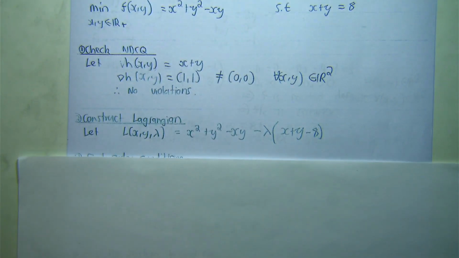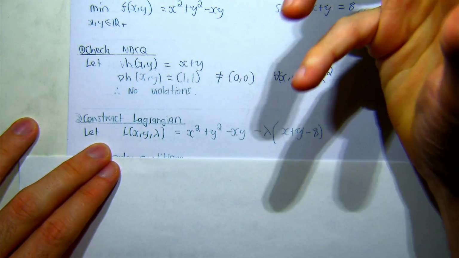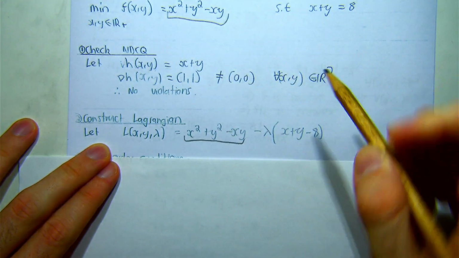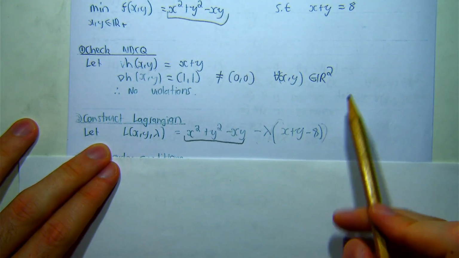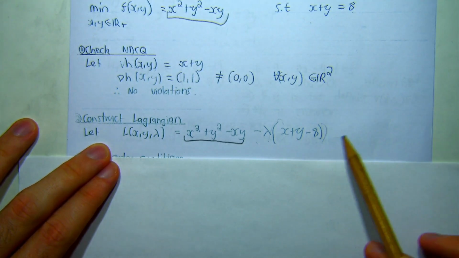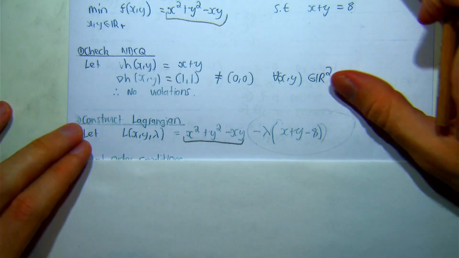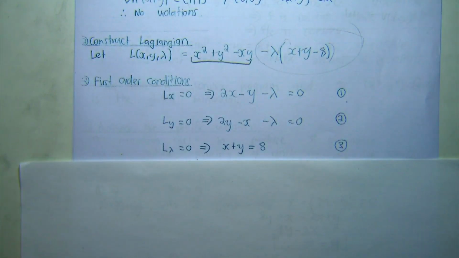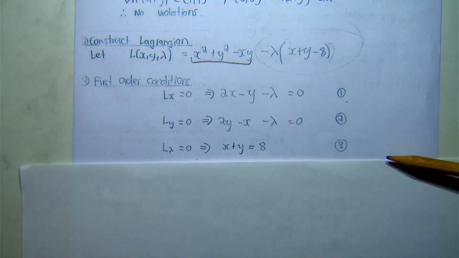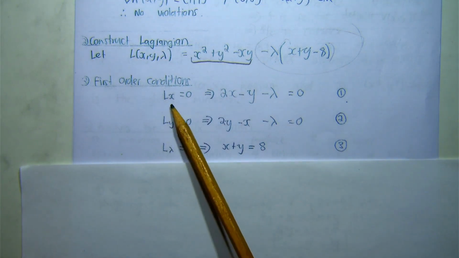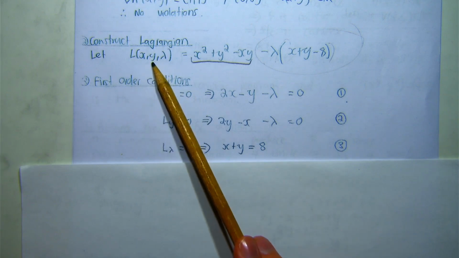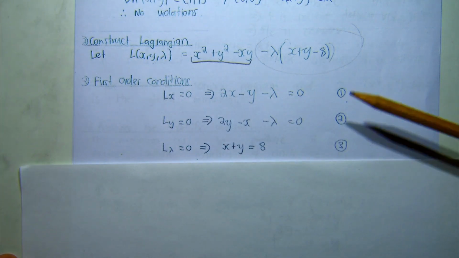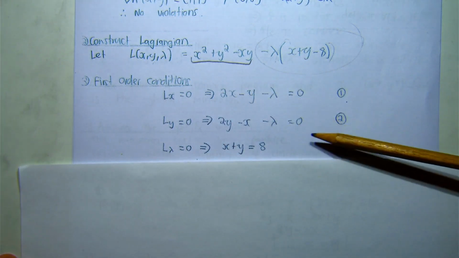Step 2, we construct our Lagrange function. That is putting in our original objective function here, and then subtracting lambda times the constraint, x plus y minus 8, which gives us the Lagrange function here. Step 3, calculate the first order conditions. There are 3 first order conditions here: the derivative with respect to x is 0, the derivative with respect to y is 0, and the derivative with respect to lambda is 0. That gives you this, by simply differentiating with respect to each of those variables.